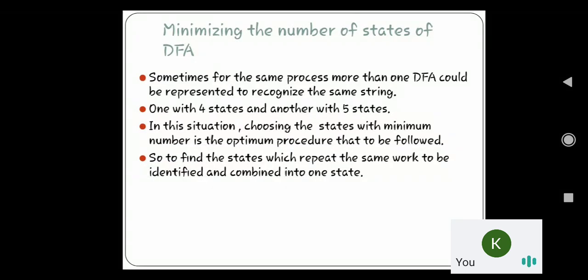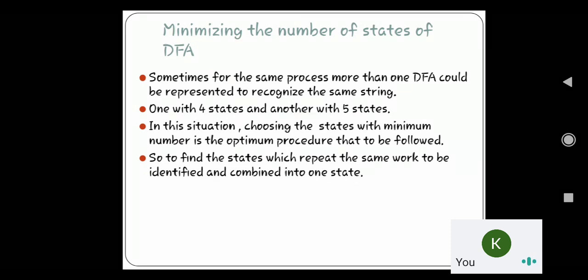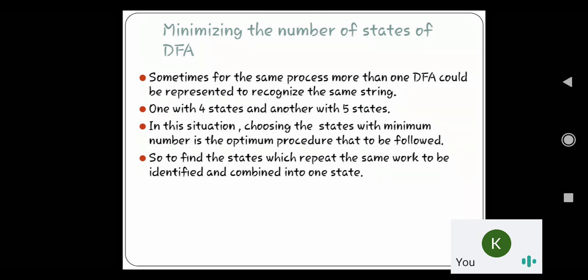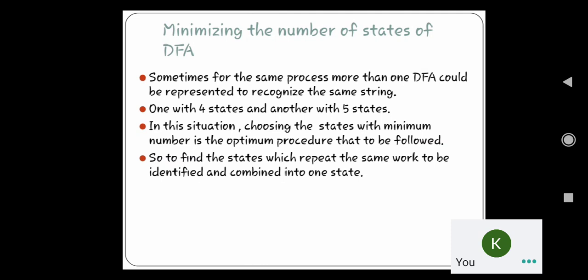So we have a DFA, and the DFA is going to have some n number of states. For example, DFA 1 is going to have some 10 states. And then what we are going to do here is minimize the number of states. So either we minimize the state number from 10 to 9, or 10 to 8, or 10 to 7. So we are going to decrease the number of states of DFA. So it's very simple. This particular topic deals with how to minimize the number of states of DFA.